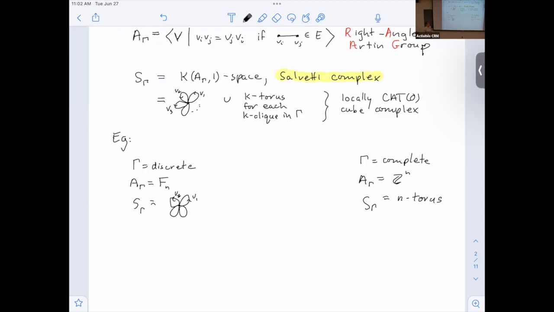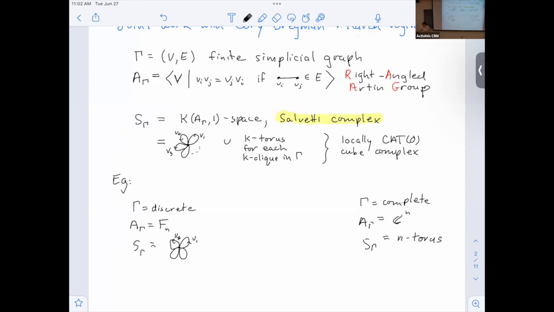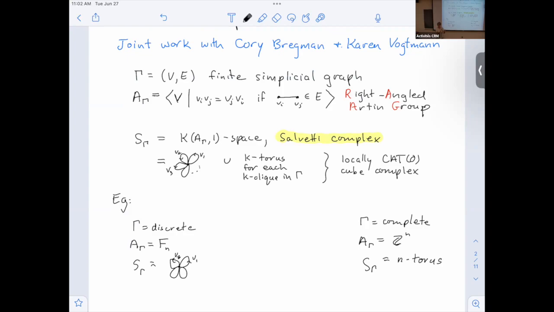The theme of this talk, as you will see, is going to be that there are two extremes here: the case where no two vertices are connected by an edge, a discrete graph, and the case where every two vertices are connected by an edge. Those are the extremes. And then we have a lot of other possibilities in between, but we'll always look at what happens at the extremes and then combine them to see what happens in between.